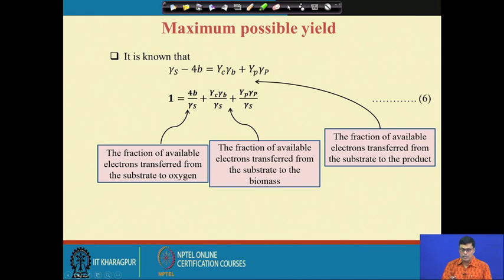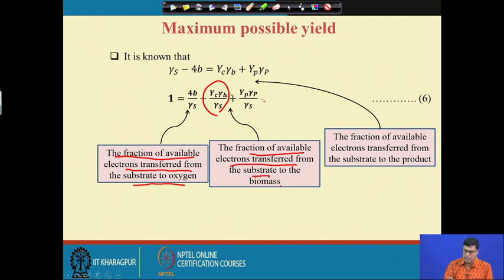Now, again if we divide both sides by gamma S, we will get it like this. Now, 4B by gamma S is considered as the fraction. This considers the fraction of available electrons transferred from substrate to oxygen, and similarly we consider the fraction of available electrons transferred from substrate to biomass.